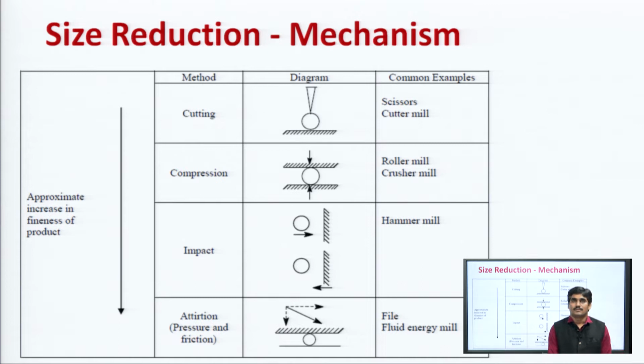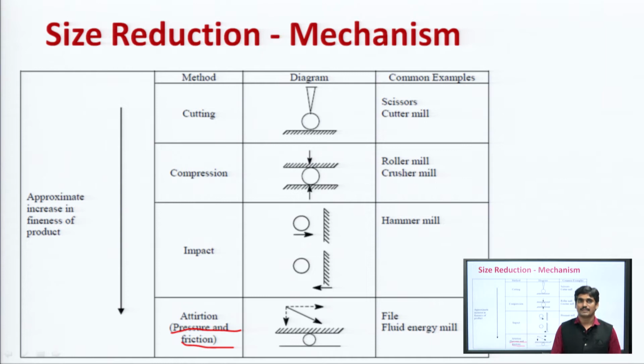Now, the mechanism of size reduction. As in the diagram we are seeing, there are 4 different mechanisms which can be used for size reduction. First one is cutting, then compression, impact, and the last one is attrition. Attrition means pressure and friction.